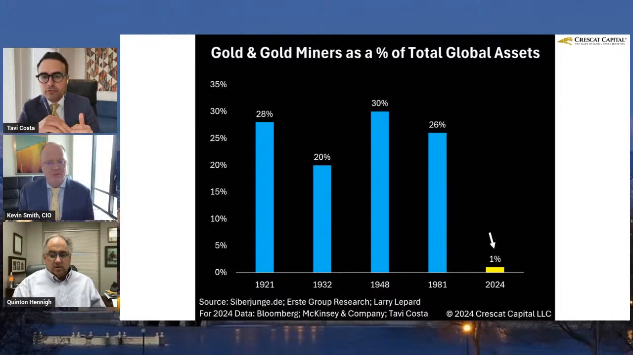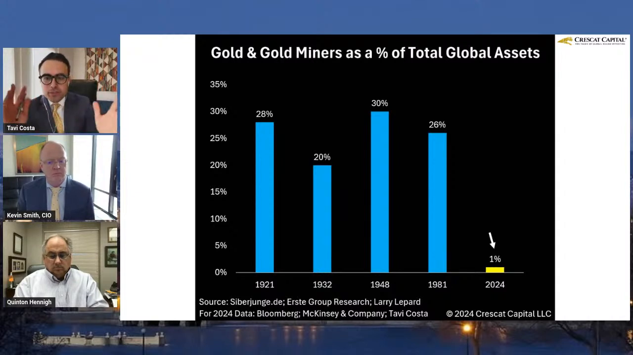I wondered if it was kind of arbitrary how they chose those dates. So I went to the gold price history, and what I found is that the majority of those numbers happened right before a revaluation of gold. 1981 was at the very peak of the market. In 1948, there was a revaluation of gold. 1932 was right before the 1933 revaluation of gold. 1921, I think there was a revaluation in 1922 or 1923.